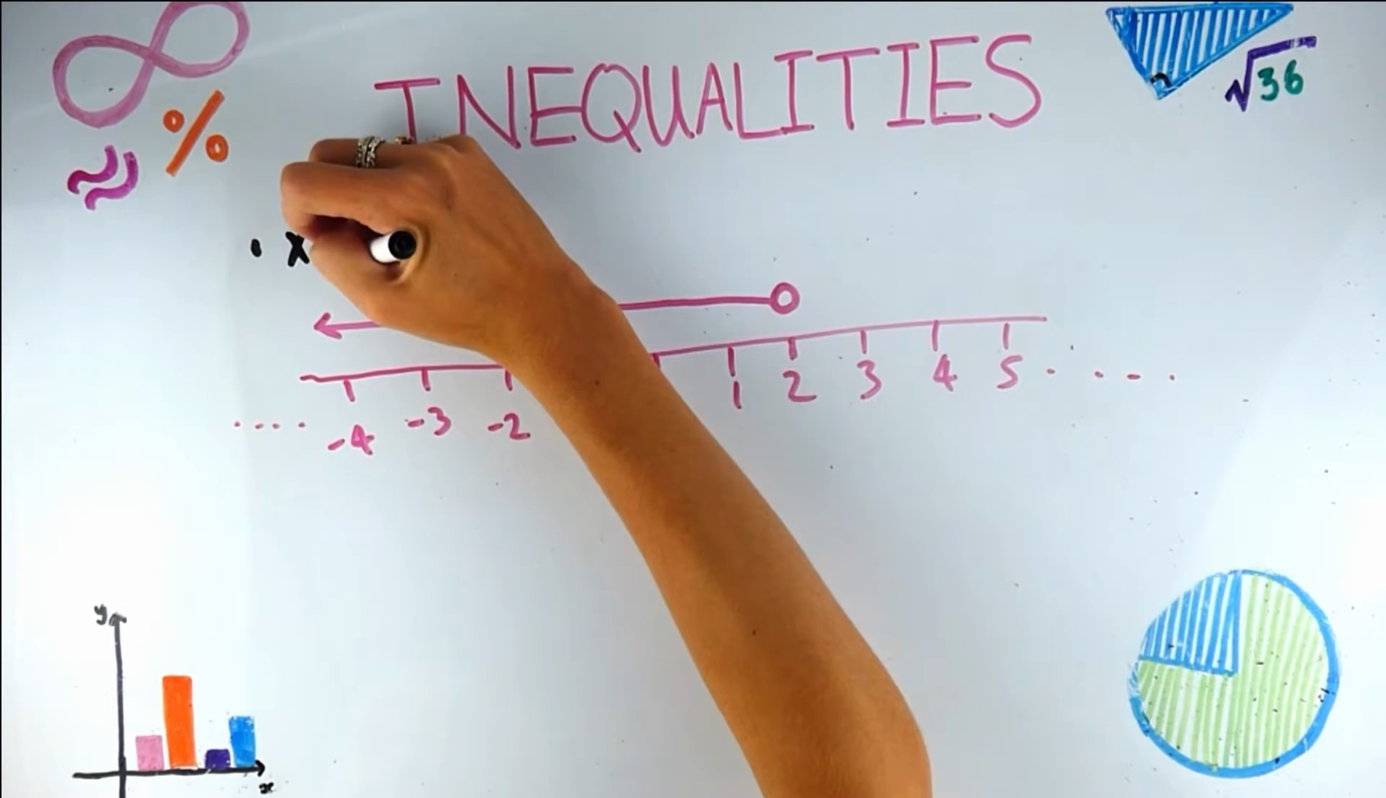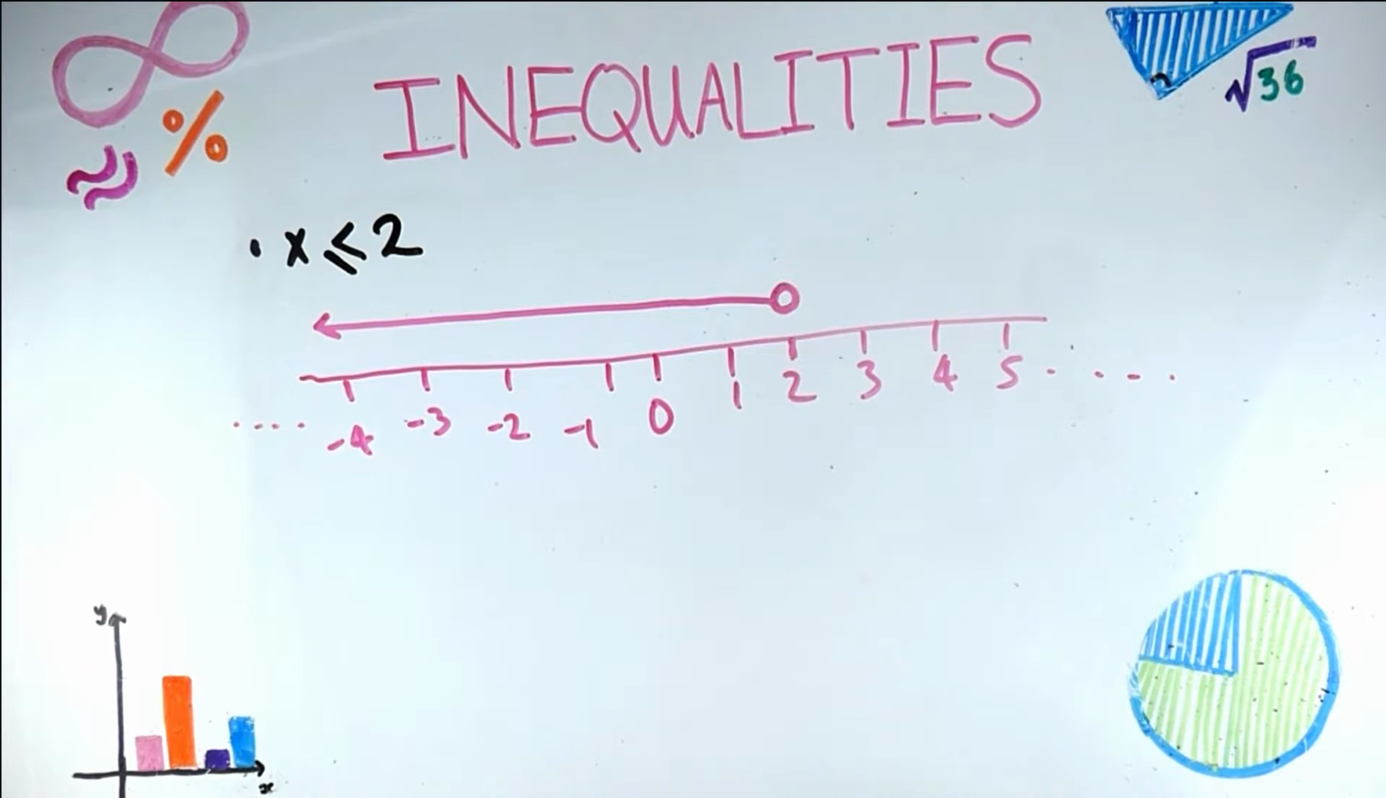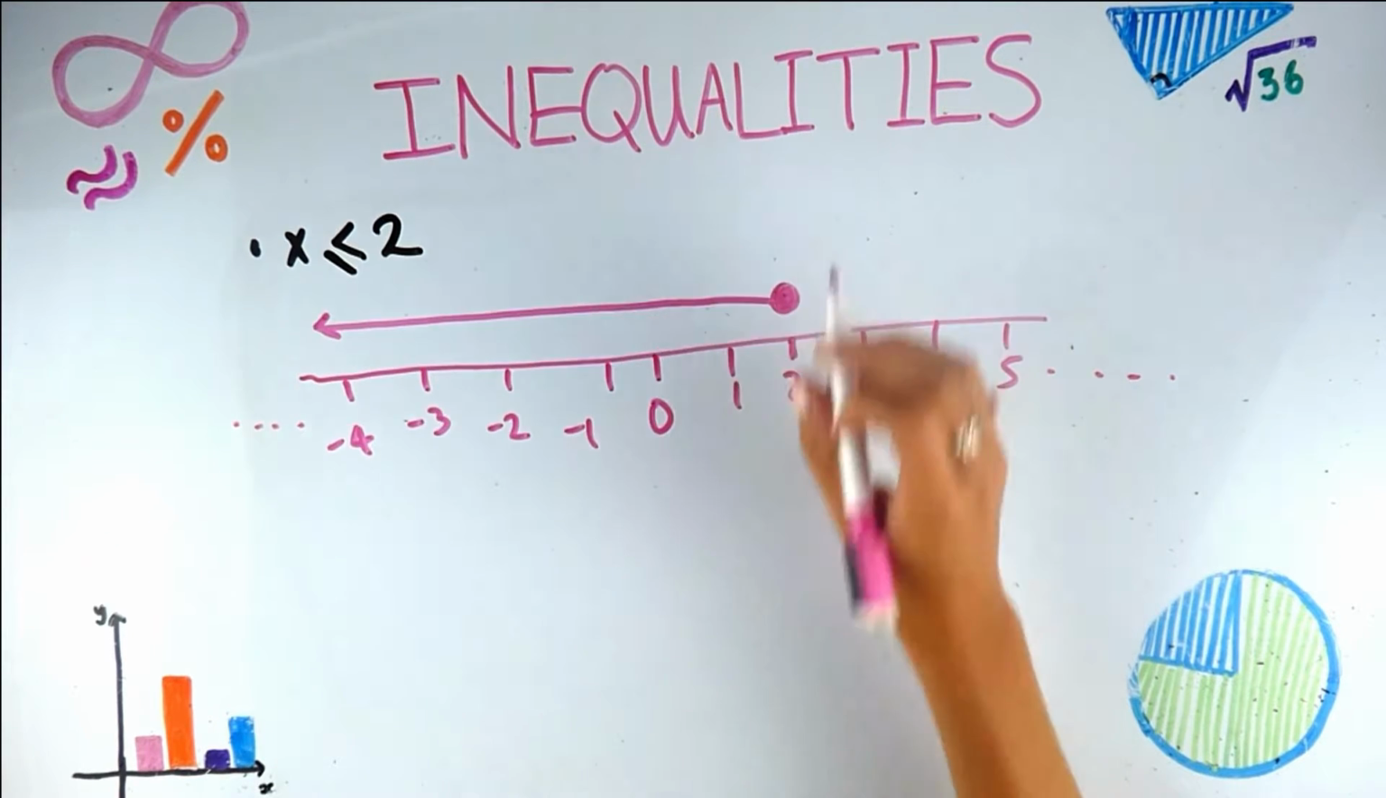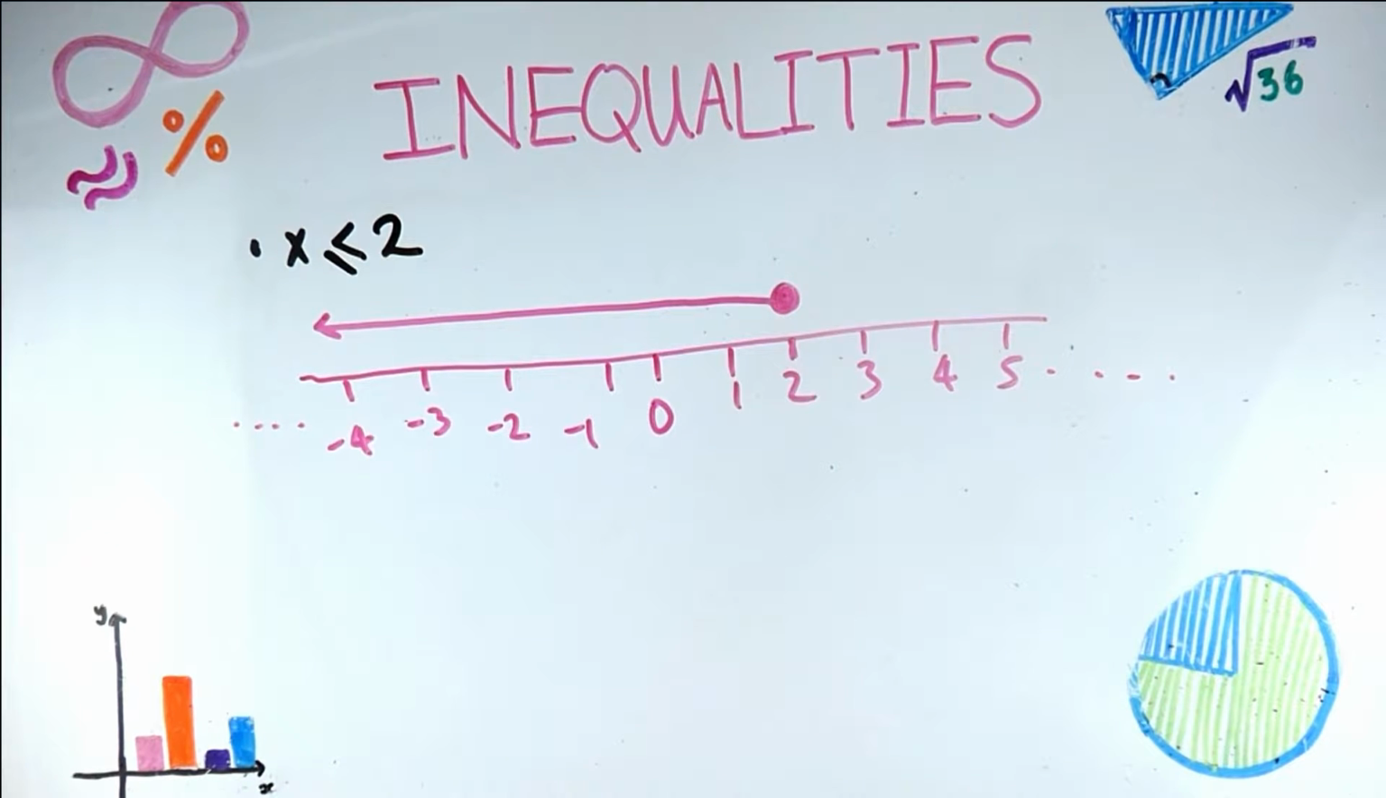If I said it was less than or equal to 2, that is when you fill the circle in. That's the notation they use, so we'll do a couple of those and then move on to exam questions.